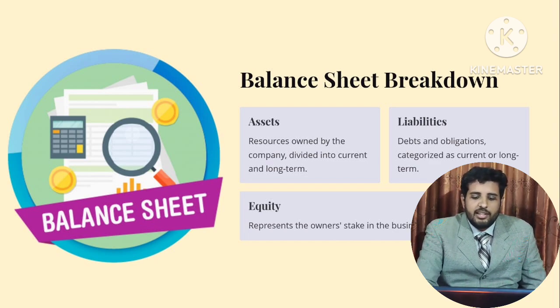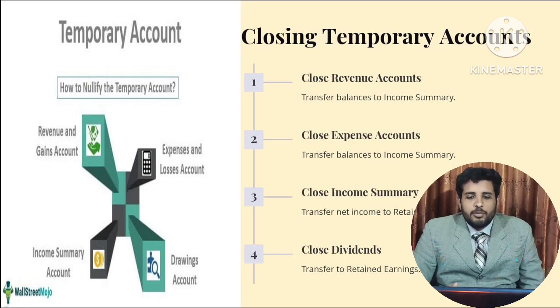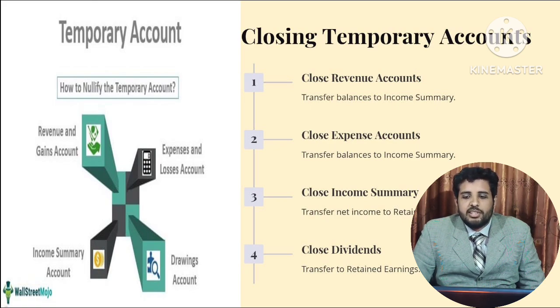Now let's move on to our next slide, which is about closing the temporary accounts. Closing temporary accounts is the final step in the accounting cycle before preparing the after-closing trial balance. Temporary accounts include revenues, expenses, and dividends, which are reset to zero at the end of the accounting period to prepare for the next cycle. This process ensures that only the current period's financial activities are reflected in the accounts of a company.